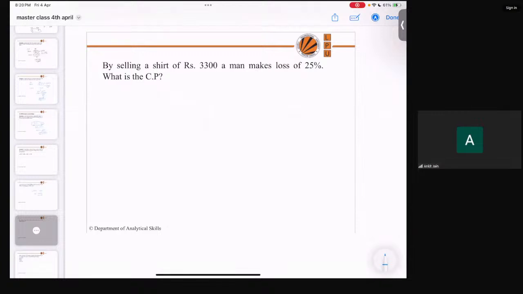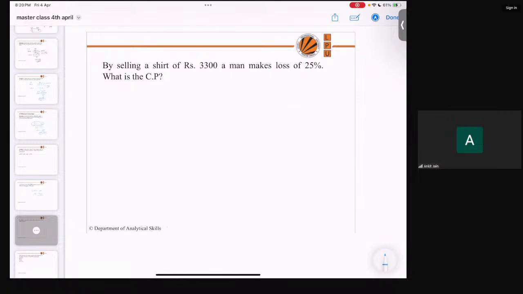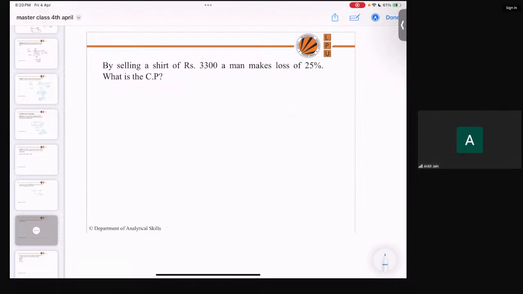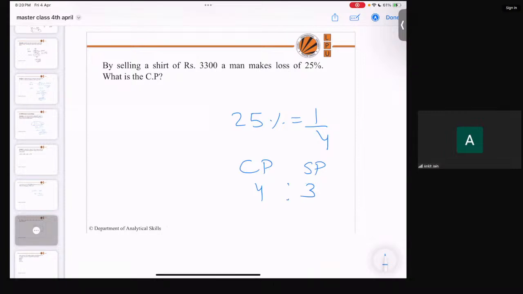Again, there is a loss of 25%. So convert percentage into fraction first. Mohammed, check your answers. The answer is 4400. Yes, very good. 25% is 1 by 4. Loss of 25% means if CP is 4, SP is 3. The ratio of CP and SP is 4:3. But the selling price is given 3300. So this is equal to 3300. So 1 unit is 1100, 4 units 4400. So answer is 4400.